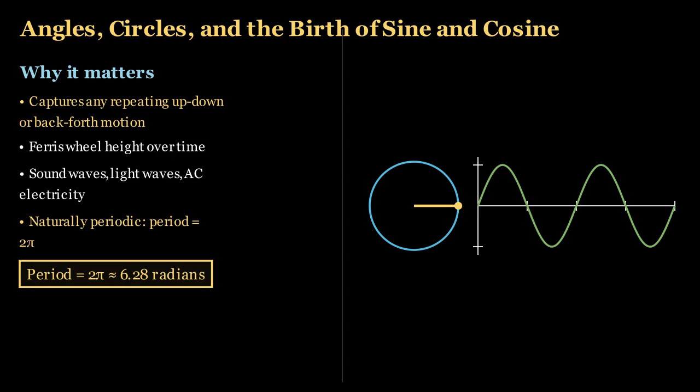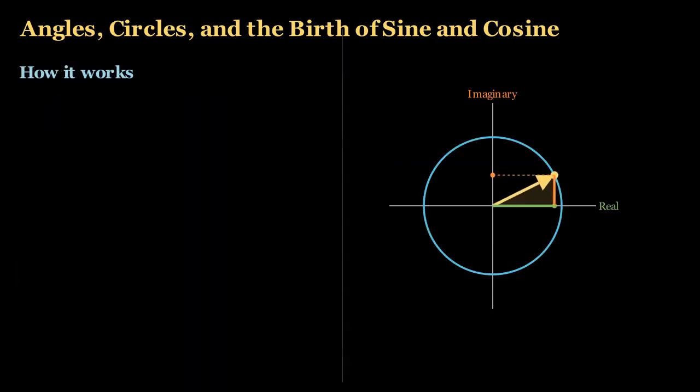Let's build this step by step. We begin with our dot at the rightmost point of the circle, coordinates (1, 0). This is angle 0. Now we rotate the radius counterclockwise by some amount. How do we measure that rotation? Not in degrees, but in radians. 1 radian is the angle you get when you wrap the radius along the circle's edge.